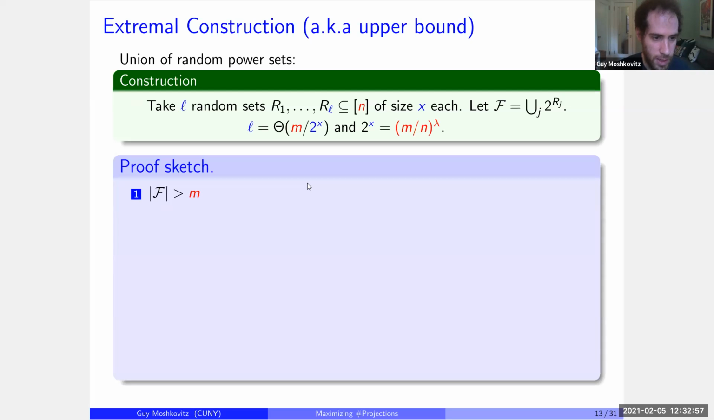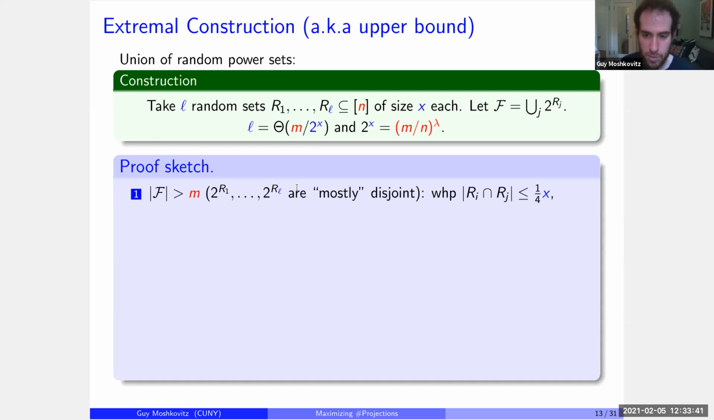Okay, so let me quickly sketch the proof. First of all, I need to show that this family does have at least m, more than m sets. The intuitive explanation is just that the number of power sets is m over 2 to the x, and each power set is of size 2 to the x. So really, what I'm trying to prove here is that these power sets are mostly disjoint. They don't have a lot of common sets between them. So if you just sum up the size of each power set, you're going to get basically the size of f. That's what we're trying to prove here.